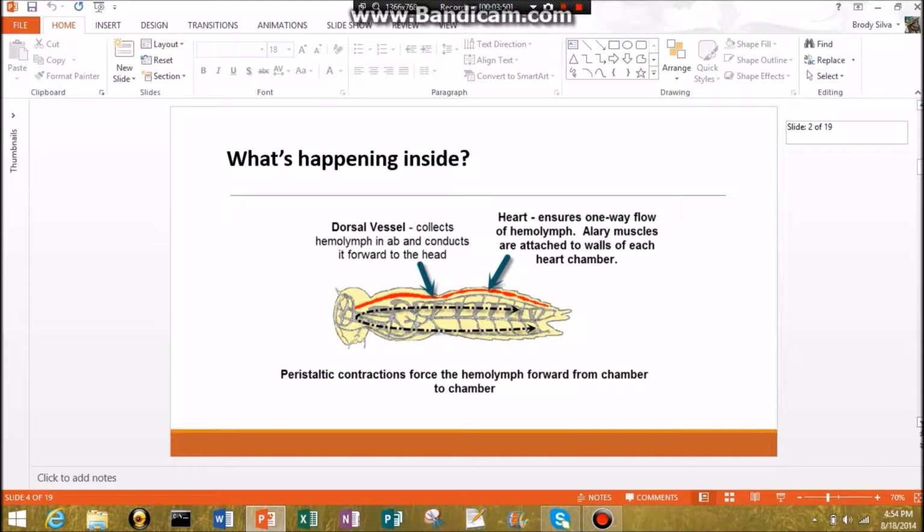So here we have a picture of the inside of an insect circulatory system. The dorsal vessel runs along the back of the abdomen and thorax. It's what collects the hemolymph in the abdomen and conducts it back to the head. The heart is basically just one of the chambers inside the dorsal vessel, and it has a valve, so make sure it's one-way flow.